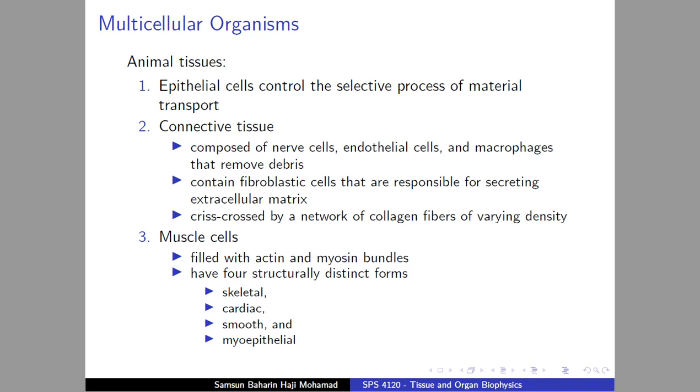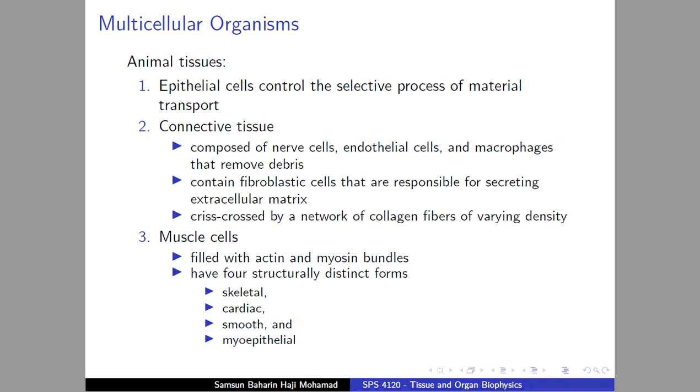So for the animal tissue, we have the epithelial cell, which controls the selective process of material transport. We have this cell membrane that controls the transport. Then we have the connective tissue, which connects parts of our organ. For example, it is composed of nerve cells, endothelial cells, and macrophage cells that remove debris. Our skin, for example, contains fibroblast cells that are responsible for secreting extracellular matrix, making our skin, crisscrossed by a network of collagen fiber of varying density.